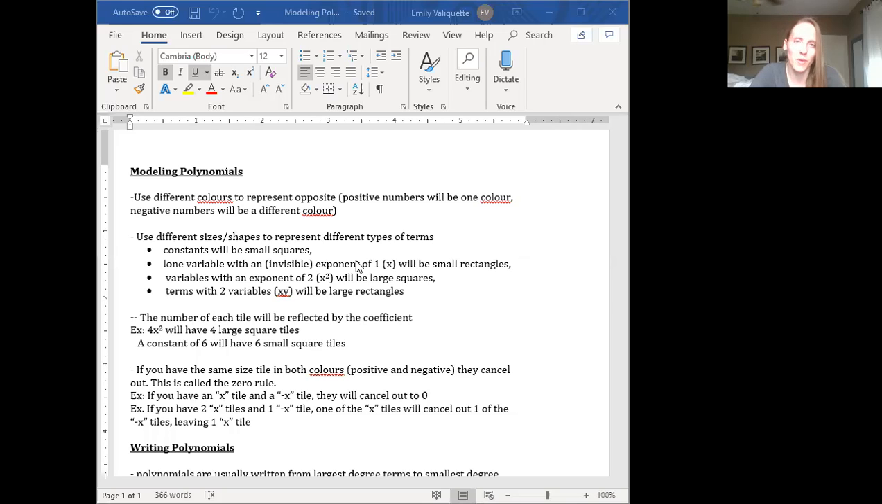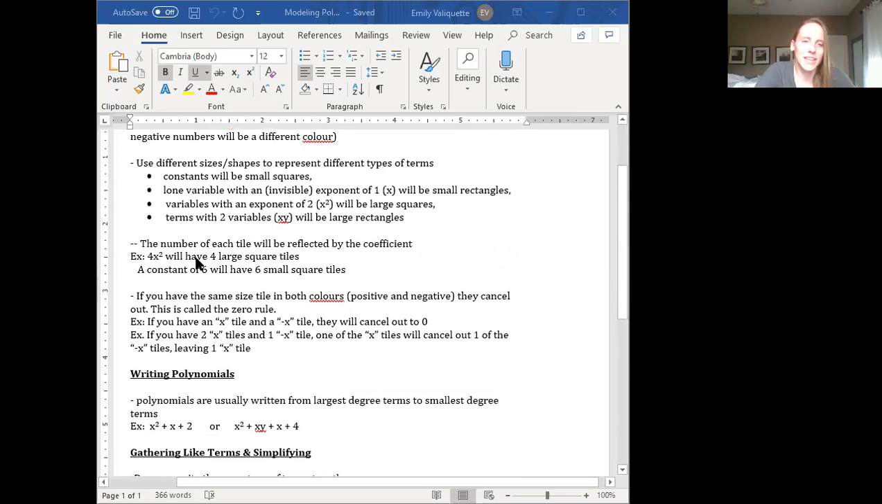So constants are always really tiny squares. Something with just one variable will be a small rectangle, so a single x or a single y will just be a small rectangle. Variables with a degree of 2, like an x squared or y squared, will be a large square. And anything with 2 variables, like an x and a y in the same term, will be a large rectangle. Again, definitely on a test or quiz, there will be a legend that tells you that. In your textbook, if you forget or have any questions, just let me know.